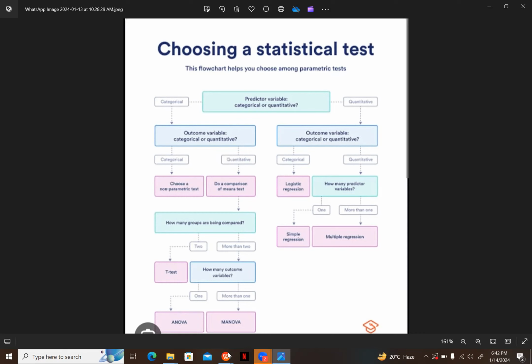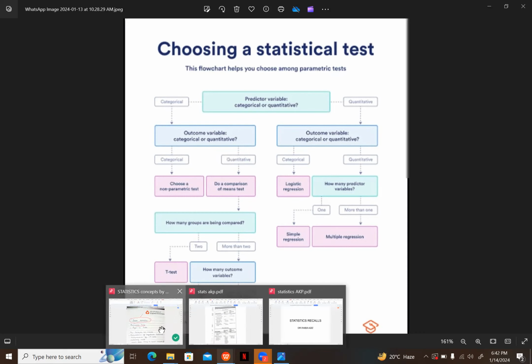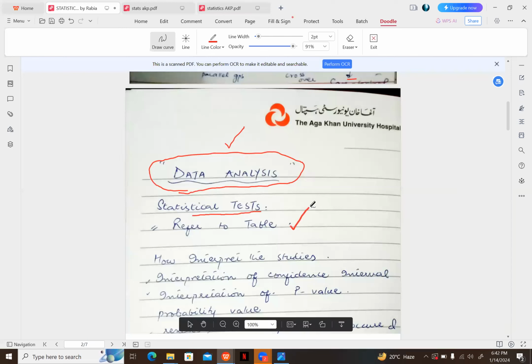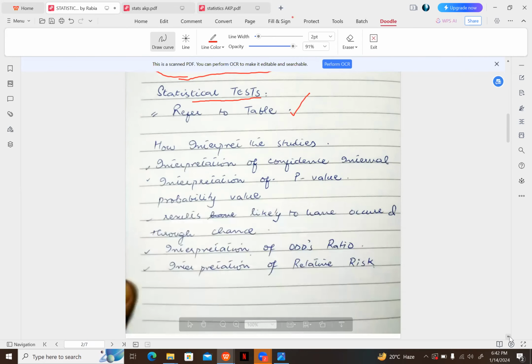Now I'm coming towards the main topic, which is again the test we did. Now, how do you interpret the studies? This is the main thing in your exam. There are different parameters: how you interpret the confidence interval, and what is the confidence interval, I will be telling you in a while. P-value, odds ratio, and relative risk. These four parameters we will be using in our study to interpret the results.